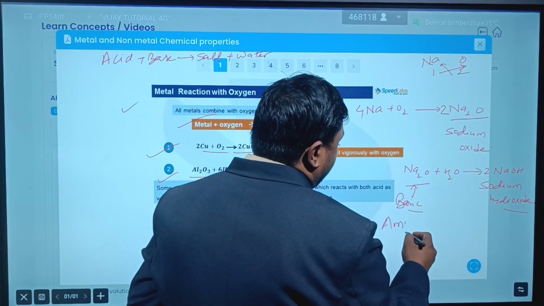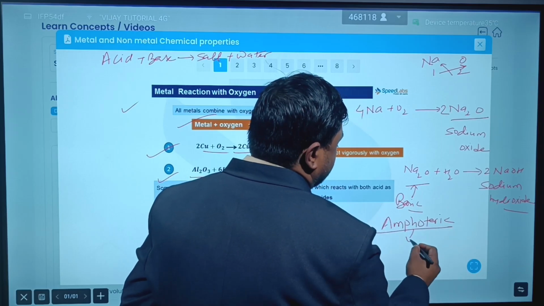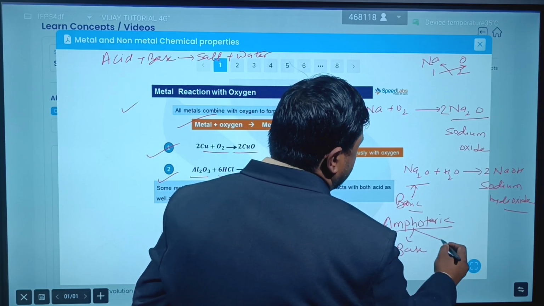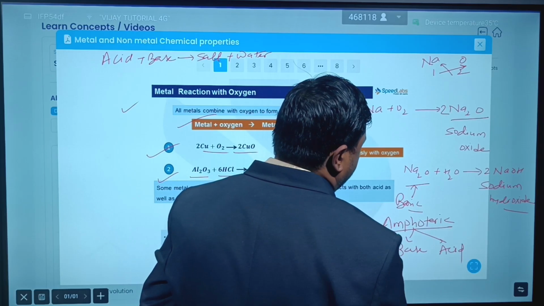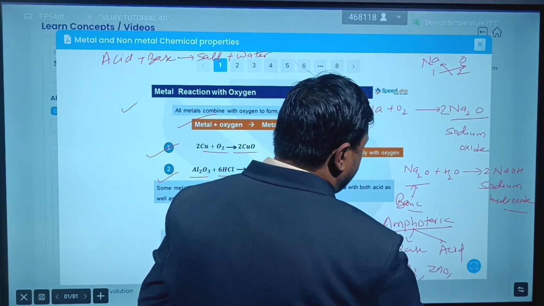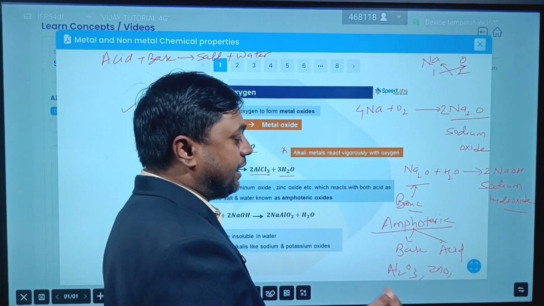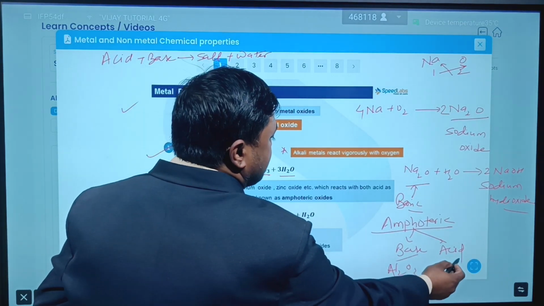Generally metallic oxides are basic in nature, but there are some metallic oxides which are amphoteric in nature. Amphoteric means they behave as both acid as well as base. There are a few examples: aluminum oxide, zinc oxide, tin oxide. They are amphoteric in nature, meaning they behave as base as well as acid.